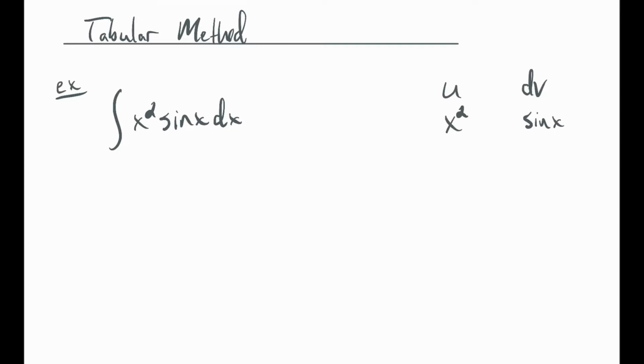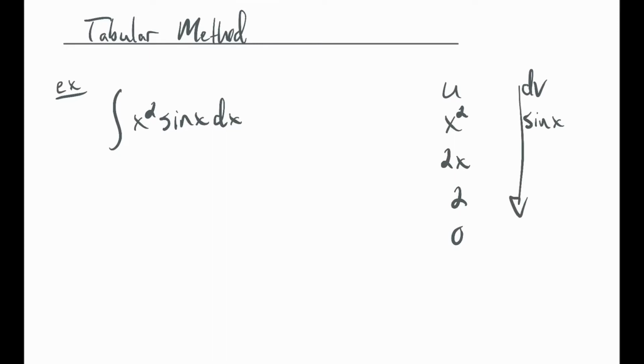So now I'm going to make new rows below these headers. In each column, I'll go down the left one by finding the derivative, and I'll go down the right one by finding the antiderivative. So 2x, 2, and 0. And I'll stop at 0. I don't need to go further because they're going to be 0 after that.